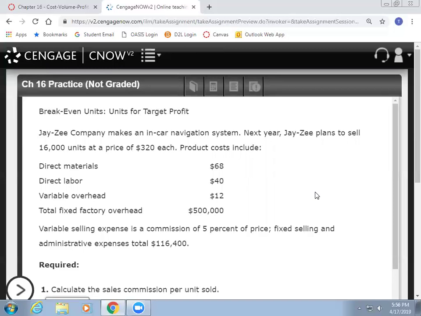Good notes. So JZ Company makes an in-car navigation system. Next year, it plans to sell 16,000 units at a price of $320 each. We have materials, labor, variable overhead, and fixed overhead. Variable selling expense is a commission of 5% of price. And then we have fixed selling and administrative of $116,400.